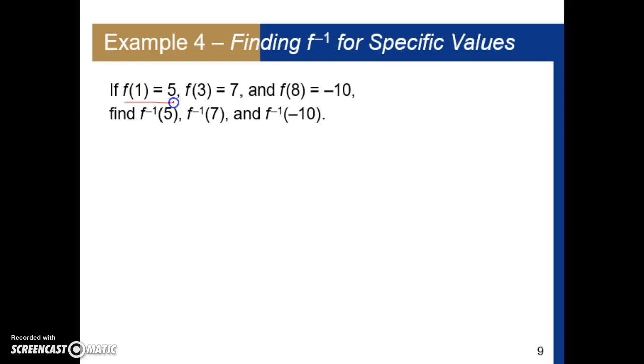If f of 1 is 5, f of 3 is 7, and f of 8 is negative 10, can we find the f inverse of 5? Well, yes, understanding that this is the point (1, 5), that we have x, y values, then if we put 1 into the f machine and it yields us 5, when we put 5 into the inverse machine, it better yield us 1. It maps us back to where we started.